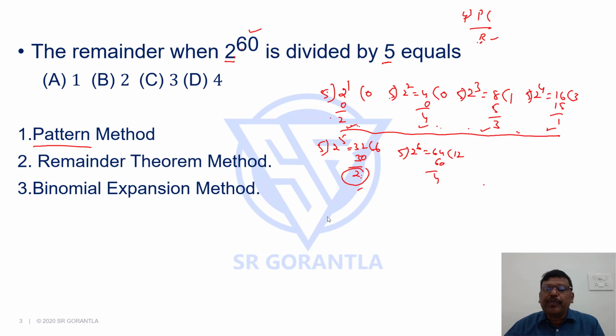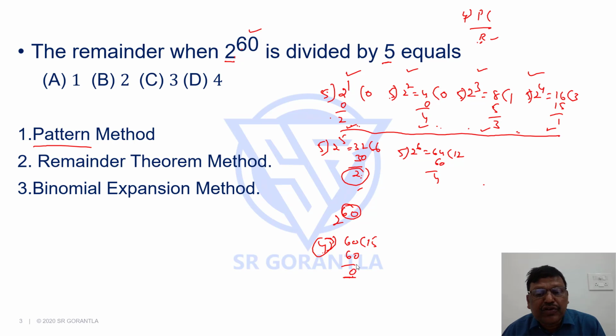Here what is the power in 2 power 60? The power is 60. If I divide by 4, 4 15s are 60, remainder 0. Why are we dividing by 4? Because every 4 places it's repeating. Because when divided by 4 the remainder is 0, we should take power 4.